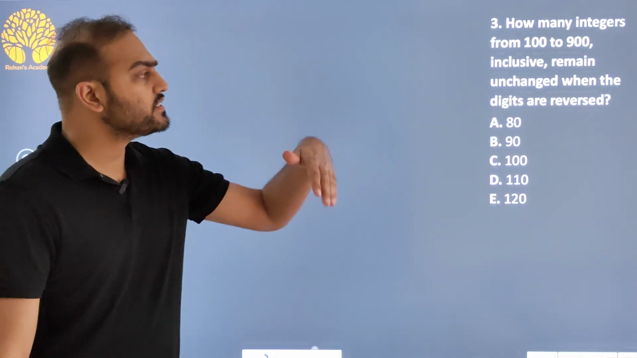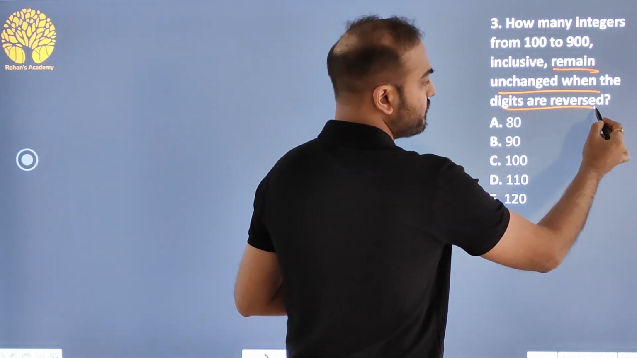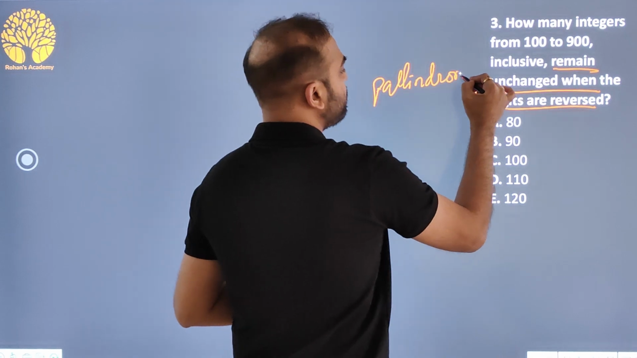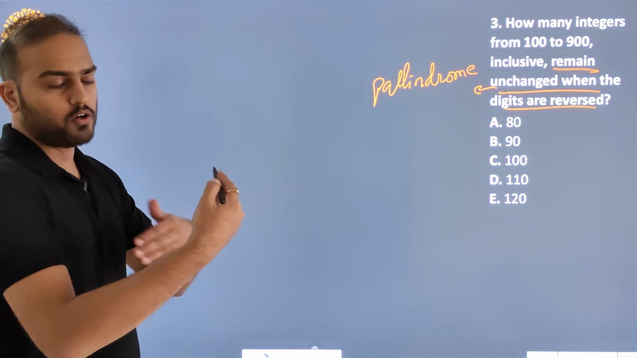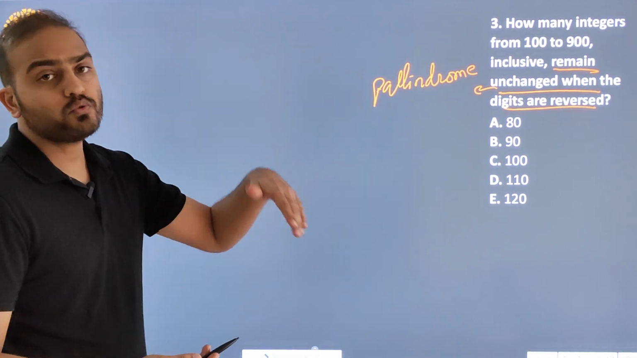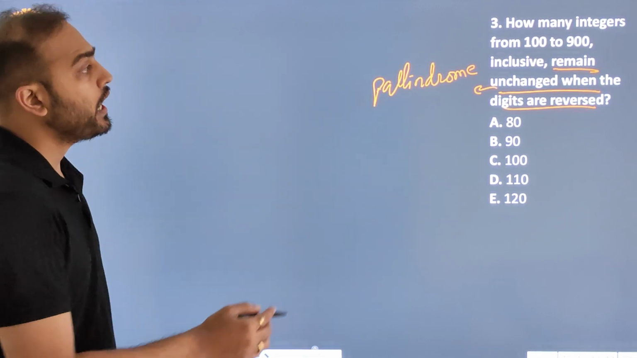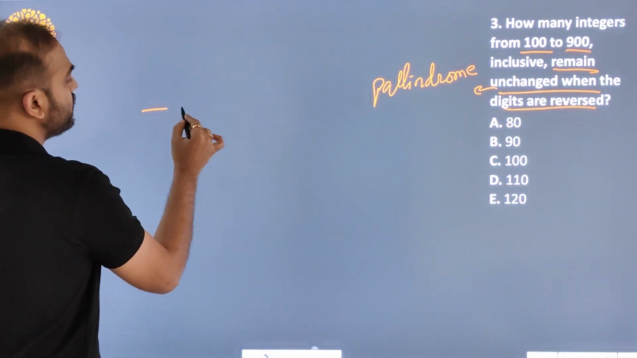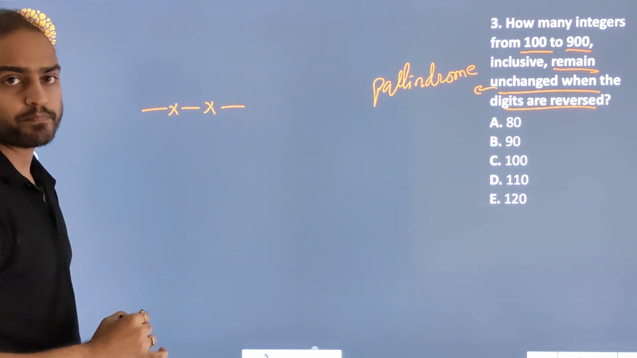Now if you have read it, this is similar to what we did just now. See, it says remain unchanged when digits are reversed. This is simply palindrome, because a palindrome is one where if you look at the digits in reversed order, you still see the same number. This tells you that repetition is allowed. And since we want numbers from 100 to 900, we know it's a 3-digit number.